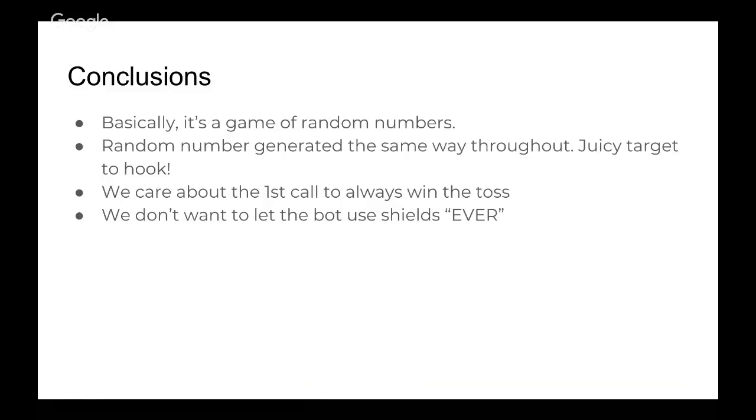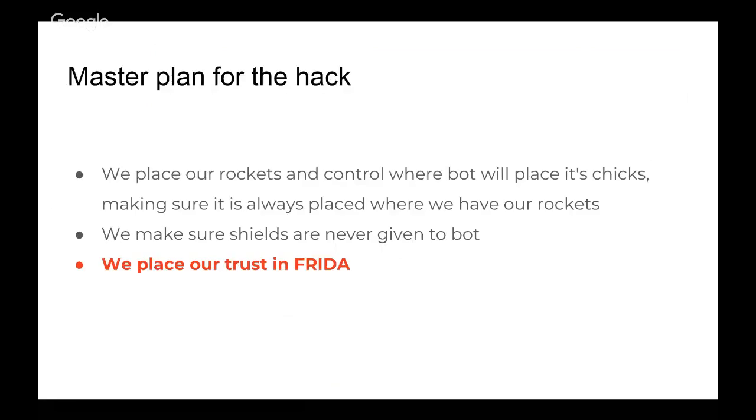We would hook on every random call, and we would have some logic around it, and we would always change whatever random number the bot was generating to place its chickens. And of course, we have to win the toss every single time. That would also be the proof of concept, and make sure that we get the first chance to attack. We also made sure that we always bypass the shield placing logic, as I had explained earlier. So these were the conclusions we drew, and we came up with this master plan for the hack: we place all our rockets and control where the bot will place its chickens.